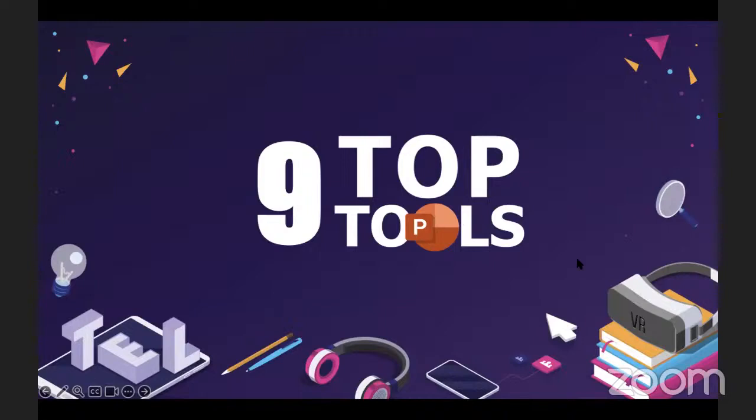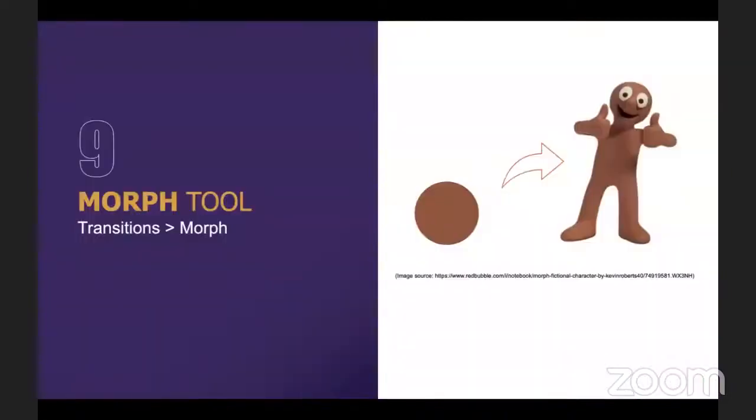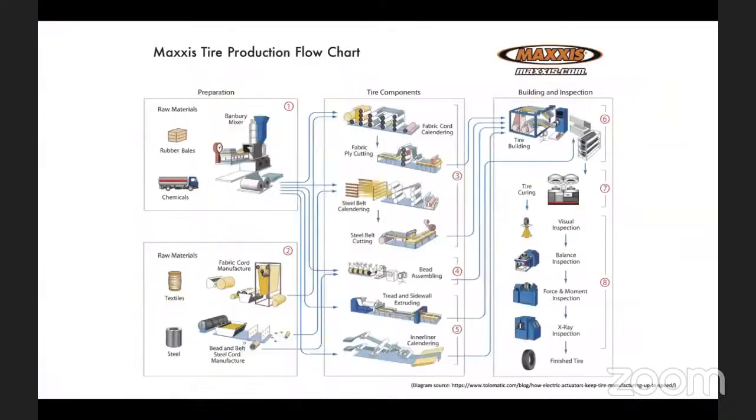So the first tool that I'm going to go through is the Morph tool. This can come in handy when you have a process that is visually illustrated. As you can see in the slide of a tire production flow chart, there are many steps in the process. If you were to show this to an audience, firstly, it would not be clear as some elements may be too small, or they will be tempted to jump ahead to the next step before you have explained the last. The Morph tool allows you to move through the steps in what seems to be quite a slick animated way.